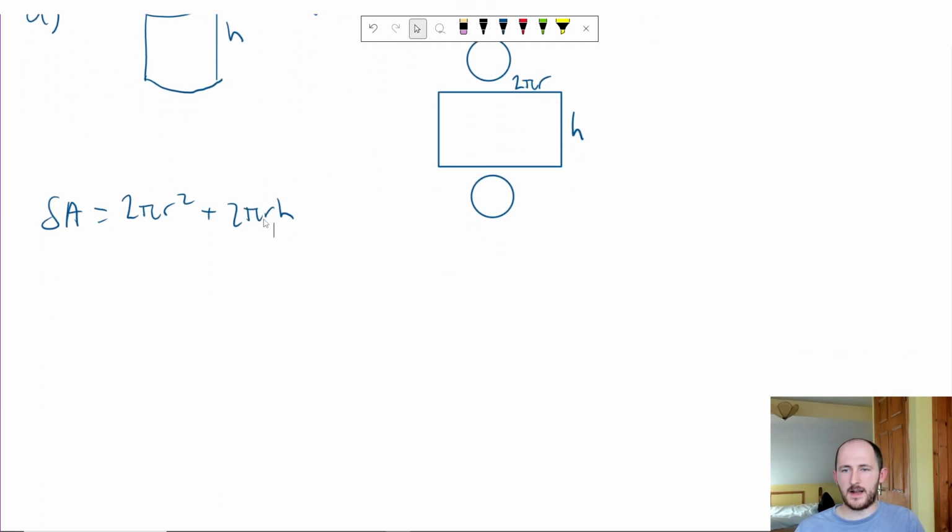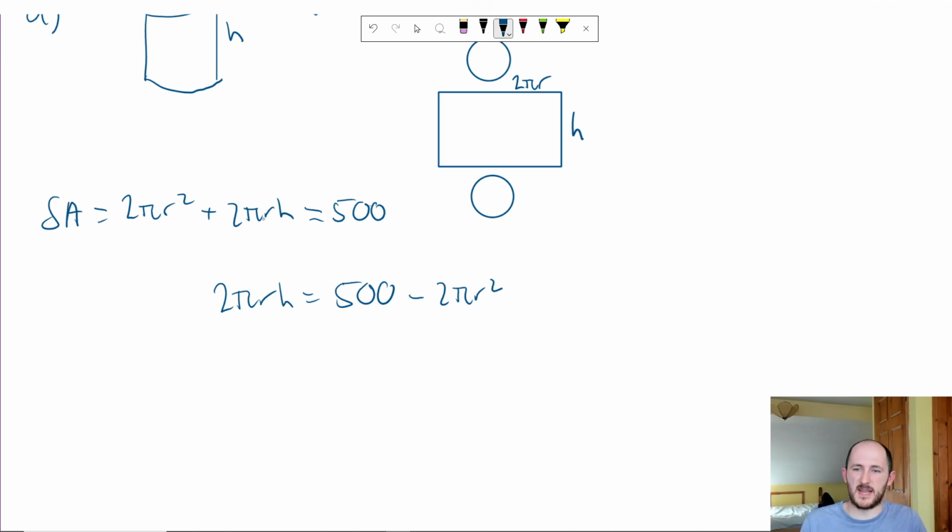And that equals 500 centimeters squared. So now I'm going to rearrange for h, so I'm going to move the 2 pi r squared to the other side. So 2 pi r h equals 500 minus 2 pi r squared. We can actually divide through by, well, I get 2 pi r technically. So if I start with 500, divided by 2 is 250, so let's write the 250 first. Then it's still divided by pi r. Then we have 2 divided by 2, of course, pi divided by pi, r divided by r. So it should just be r.